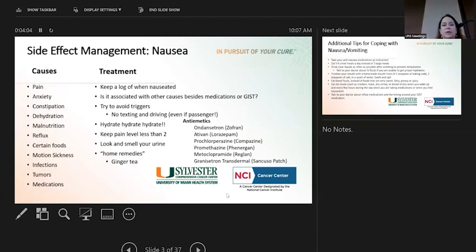What about treatment? Well, we always will ask you many, many questions about when your nausea is coming on. Is it associated with triggers or particular causes that we've talked about? Is it from your medicine?